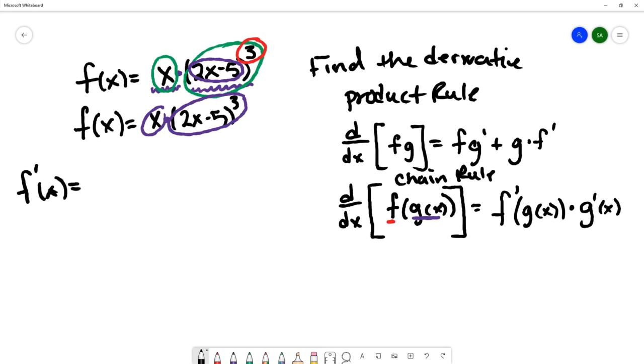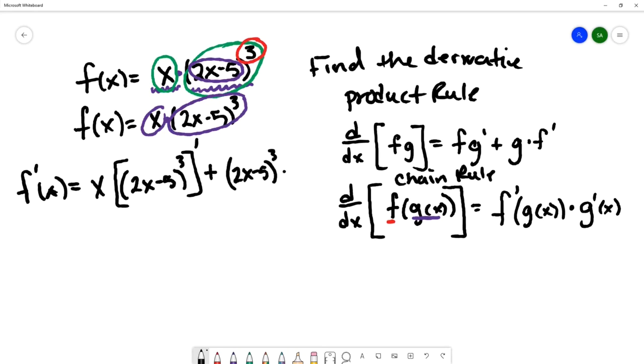So calculating the derivative, I'm starting with that product rule. So I'm going to do the first factor of x times (2x minus 5) cubed. We want to calculate the derivative of that. The first factor times the derivative of the second factor plus the second factor, (2x minus 5) cubed, times the derivative of the first factor.